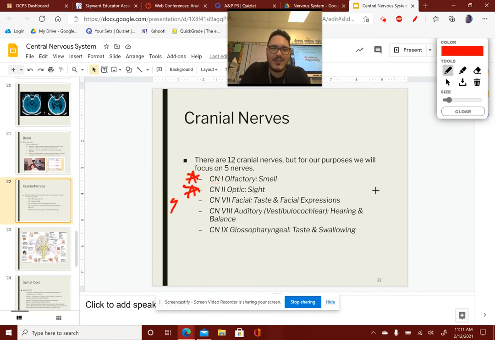Next, we have cranial nerve 8. So I'll just make sure we know that. That's going to be your auditory or vestibulocochlear nerve. Not only is auditory associated with hearing, right, audition, it's also associated with balance. So that's pretty important. And then the last one to discuss is cranial nerve 9, glossopharyngeal. That sounds super complicated, but if you look at this suffix, pharyngeal, pharynx, it has to do with swallowing. It's also associated with taste as well.